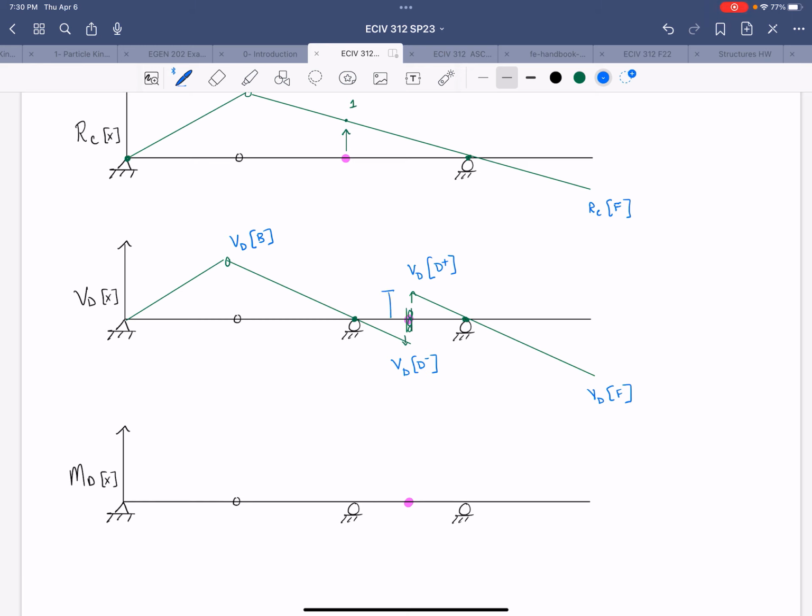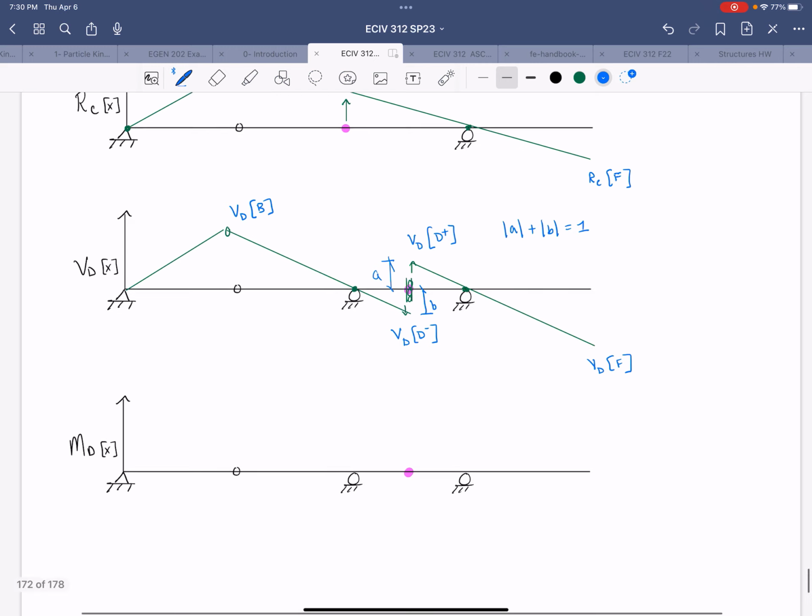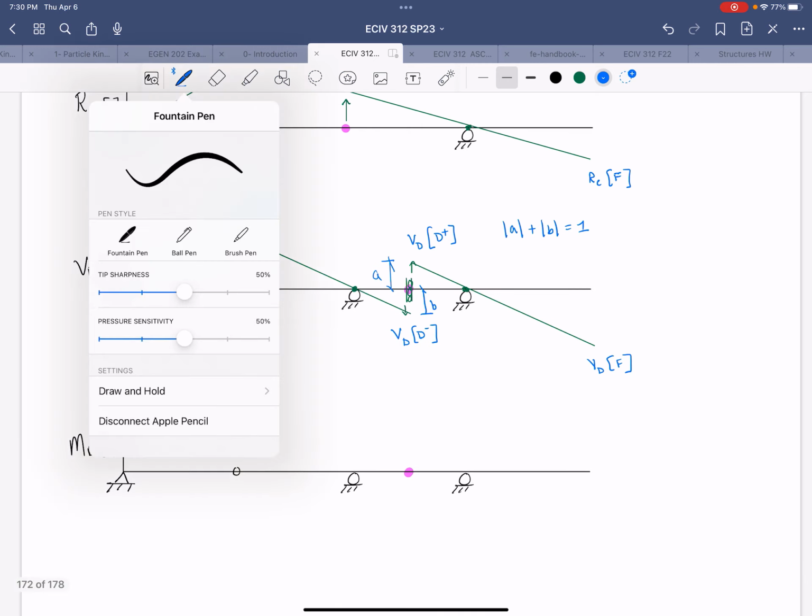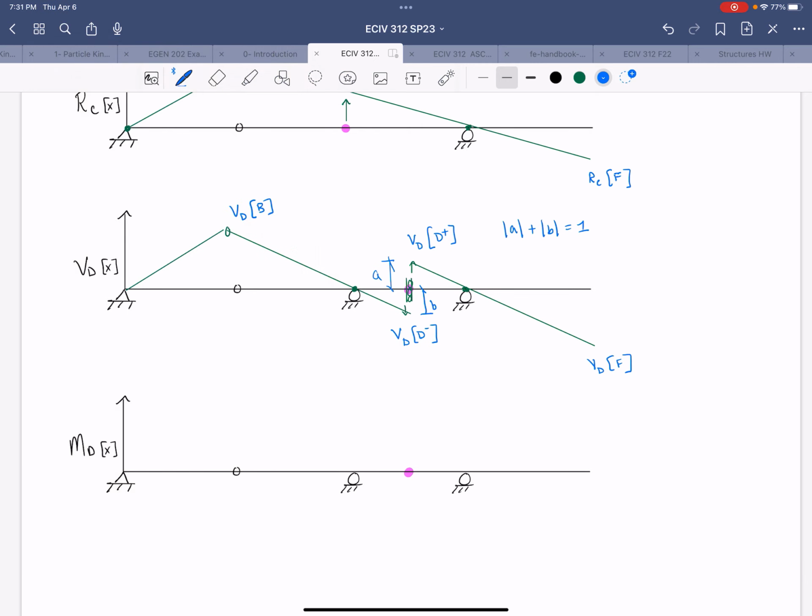I'll also note these distances, right? So we know that the total deformation has to be 1, right? So that means that the magnitude of A plus the magnitude of B is equal to 1. All right, so this distance right here is 1. So we're going to have to apply some geometry to figure out what those values are.